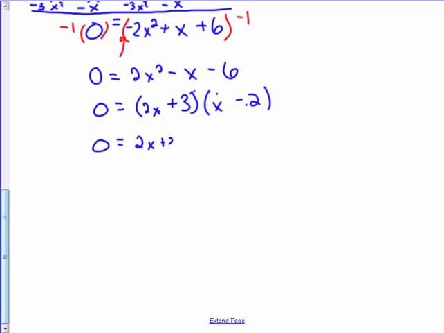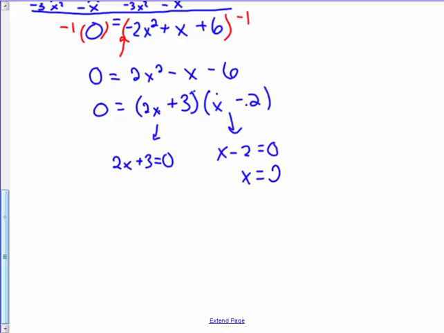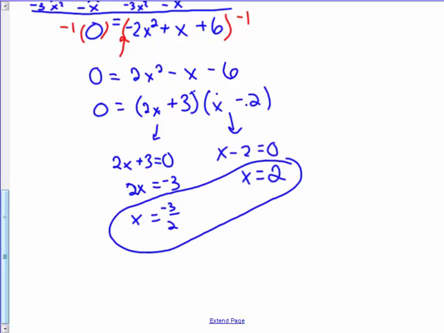So now I have two things multiplied to be 0, so I set each of them equal to 0. So I know that 2x plus 3 equals 0, and x minus 2 equals 0. So I solve each of these. On the right one, I'm going to get x equals 2. On the left one, I get x equals negative 3/2. So I get my two possible answers here. x is 2, x is negative 3/2.